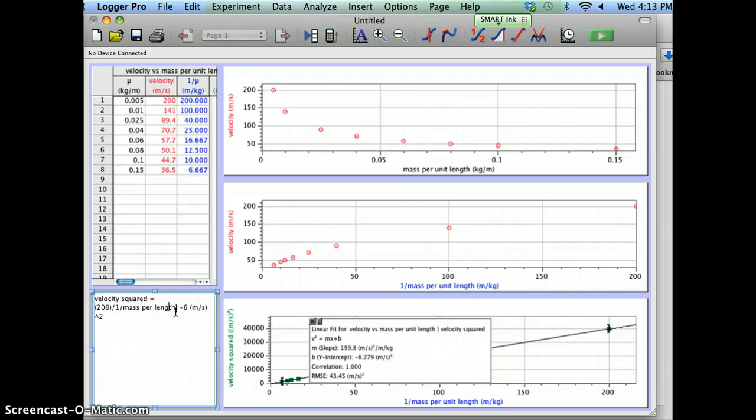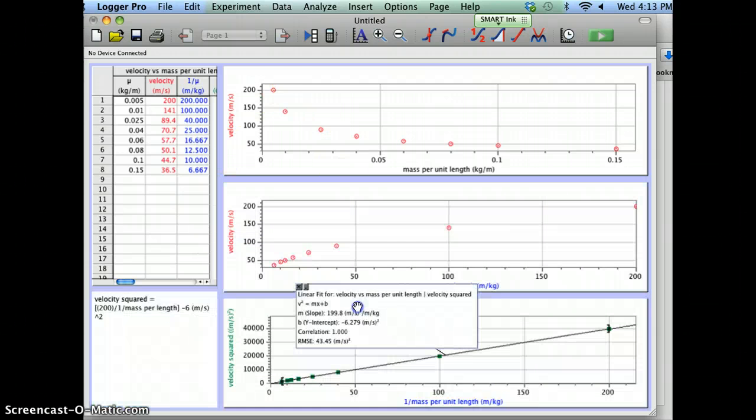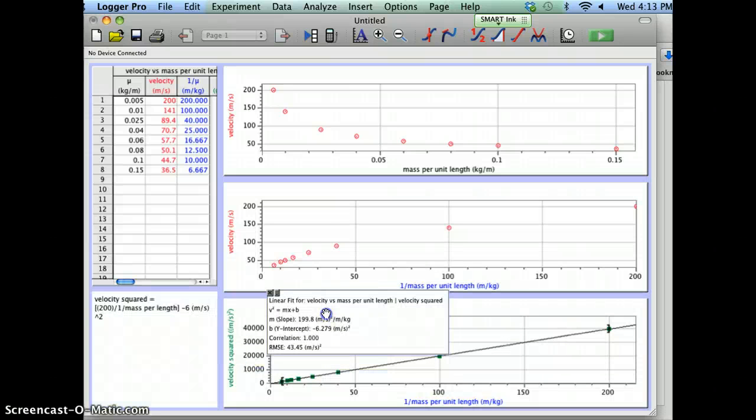Let's see, I could probably block this all in and it would make more sense. So I'll put a bracket there, and I'll put a bracket there just to isolate that. Anyway, that's about it. And I can move this guy over there. And that would be Dataset 8, velocity versus mass per unit length.